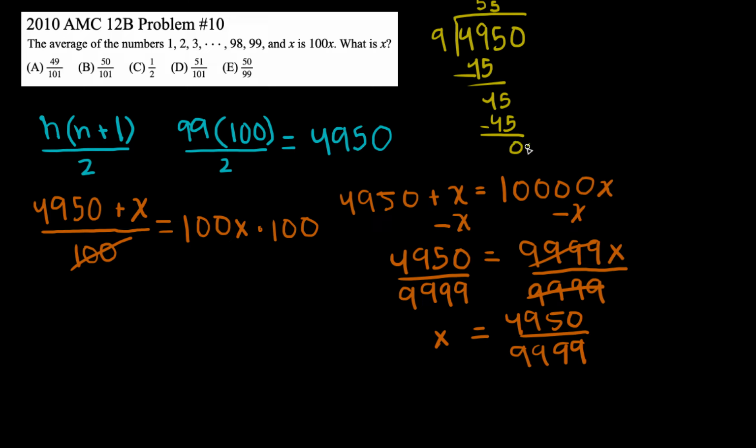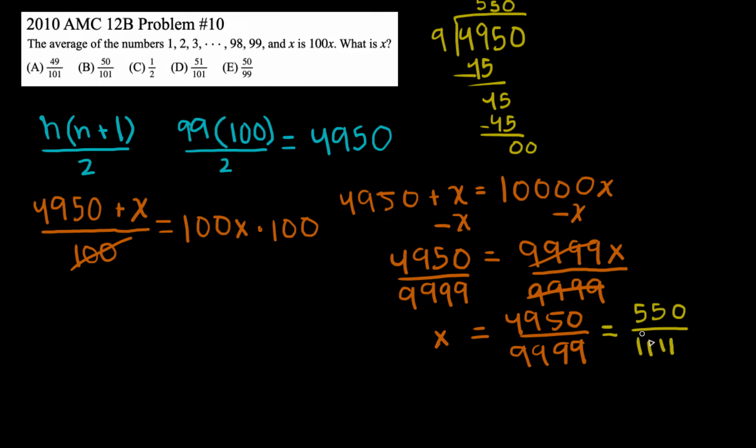That's a 0, and 0 times 9 is 0. 9 goes into 0, 0 times. So we're left with 550. And when we divide 9,999 by 9, we're just left with 1,111. So we know that this simplifies further to 550 divided by 1,111. Now, 55 is a repeated digit, and this number 1,111 looks just like two 11s.